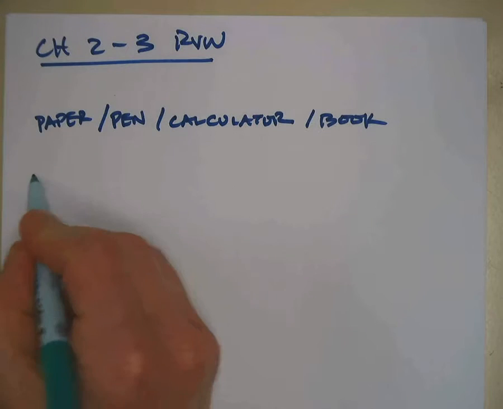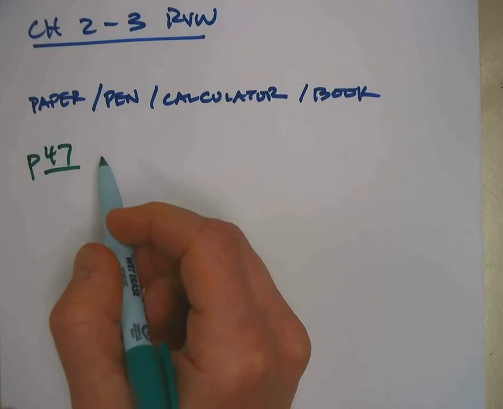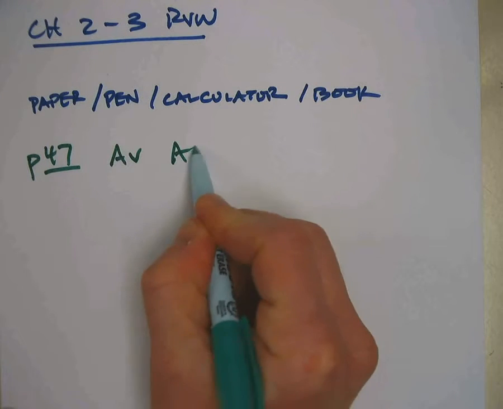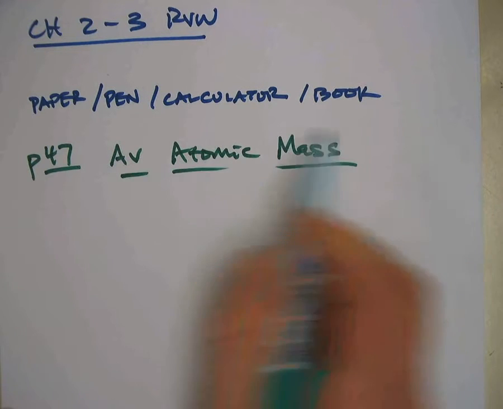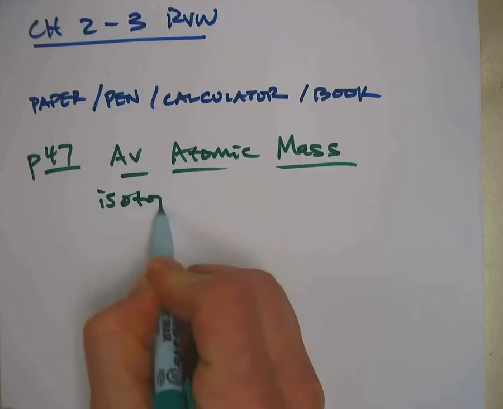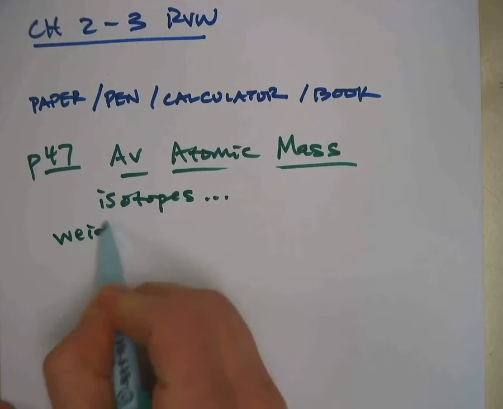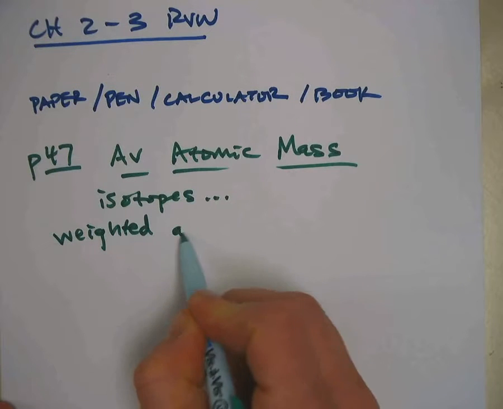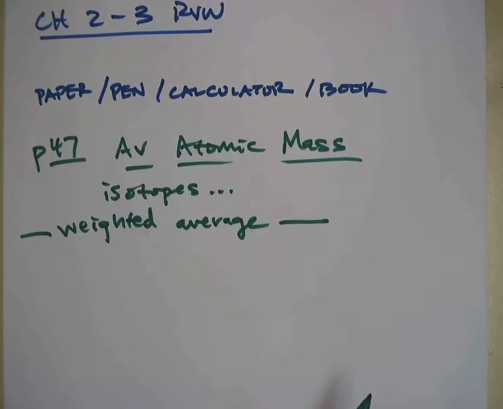We're going to begin on page 47 of your textbook. Page 47 of your textbook talks about something called average atomic mass. And the way to find average atomic mass of several different isotopes of an element is to find what's called a weighted average. And we're going to talk about how to find that weighted average and just look at a sample problem that's in the book.